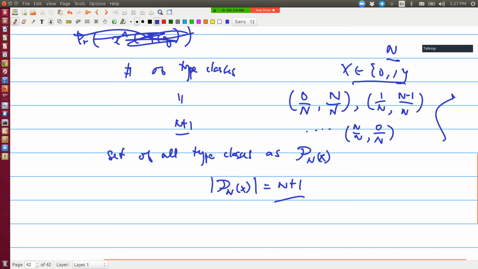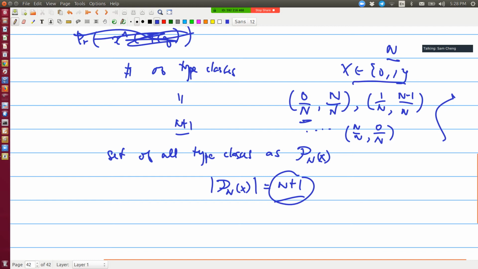the first type is where the number of 0s is equal to 0. The second type is where the number of 0s is equal to 1. The third type is where the number of 0s is equal to 2, and so on. That would be in total just n plus 1 of them. I mean, there is no 0 in one case, there's one 0 here, so therefore n plus 1.